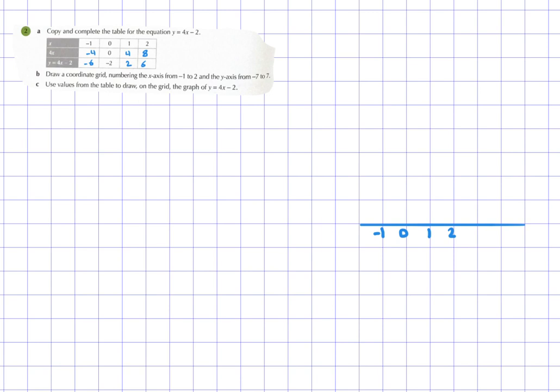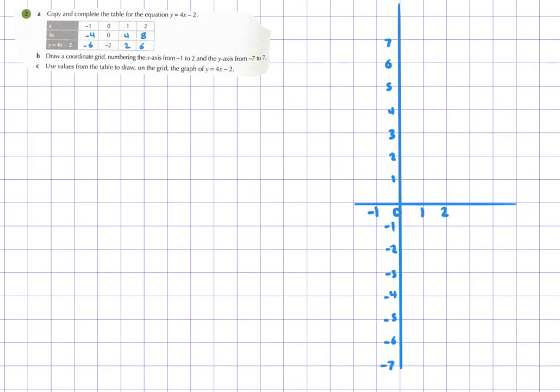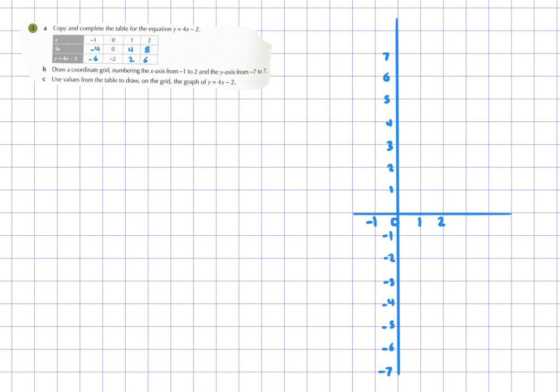From the origin at 0, draw the y-axis, from negative 7 to 7. So above the x-axis 1, 2, 3, 4, 5, 6, 7. Negative 1, negative 2, negative 3, negative 4, negative 5, negative 6, and negative 7. Okay? This is the y-axis and this is the x-axis.